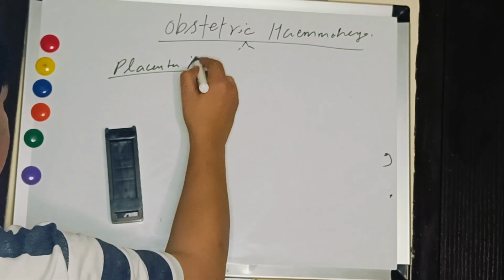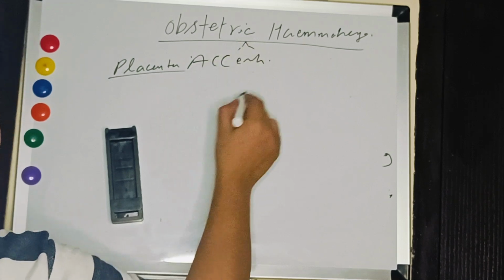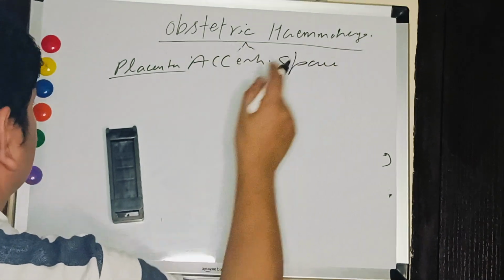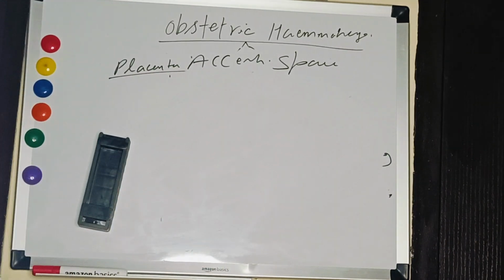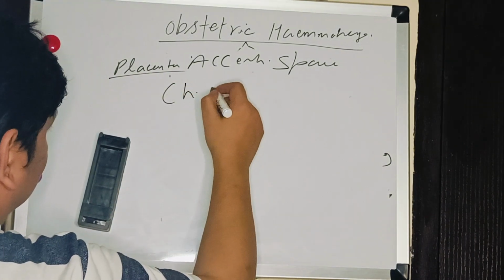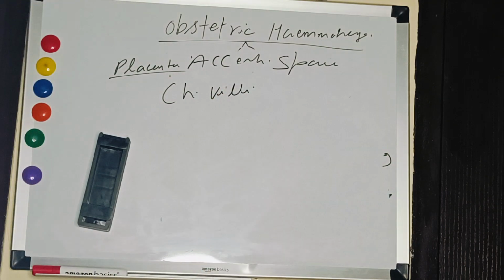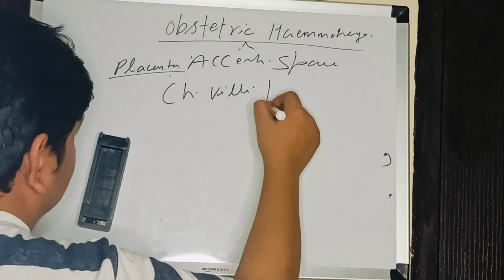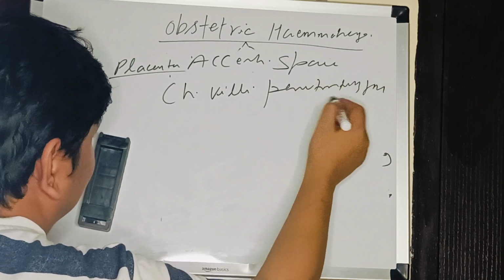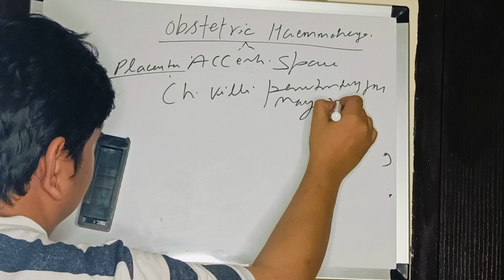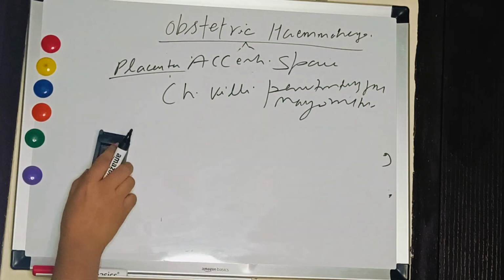Placenta accreta spectrum. It is the chorionic villi penetrating the myometrium, or uterine muscles.